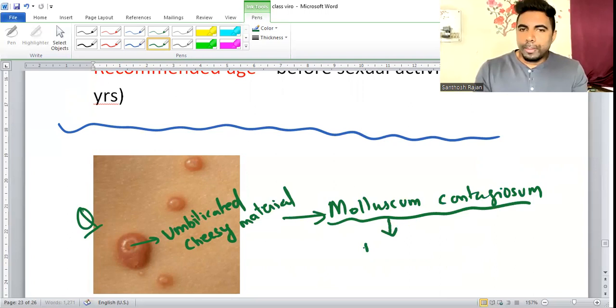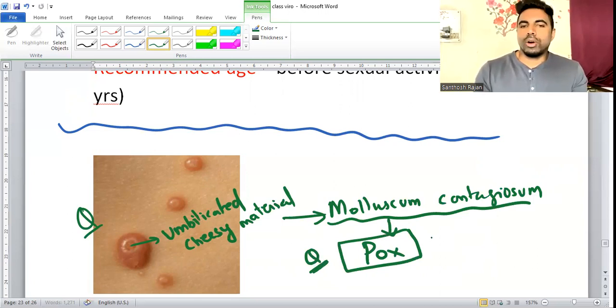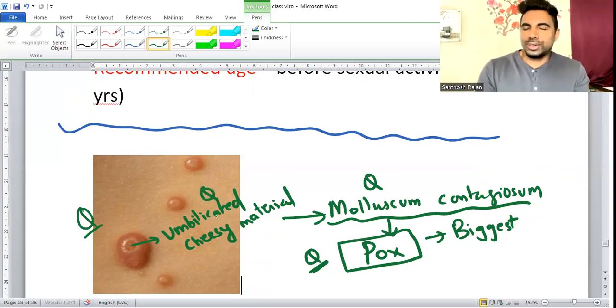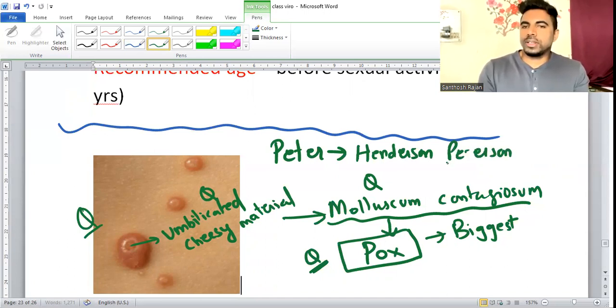Your pox virus. And you know already, pox is the biggest virus, but it's a pox virus. So everything is a question. Molluscum contagiosum is a question. Umbilicated cheesy material is a question. And I gave you a clue. Who gets molluscum contagiosum? Mr. Peter. Why Peter? Because this body is important: the Henderson-Peterson body, also called HP bodies.